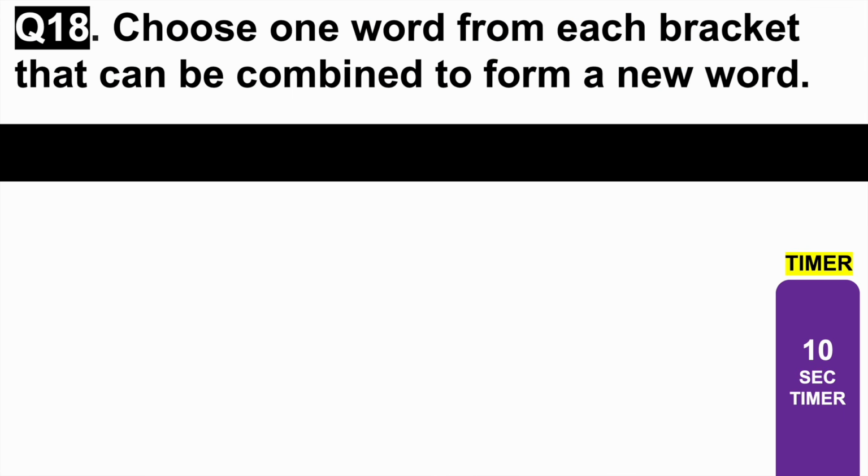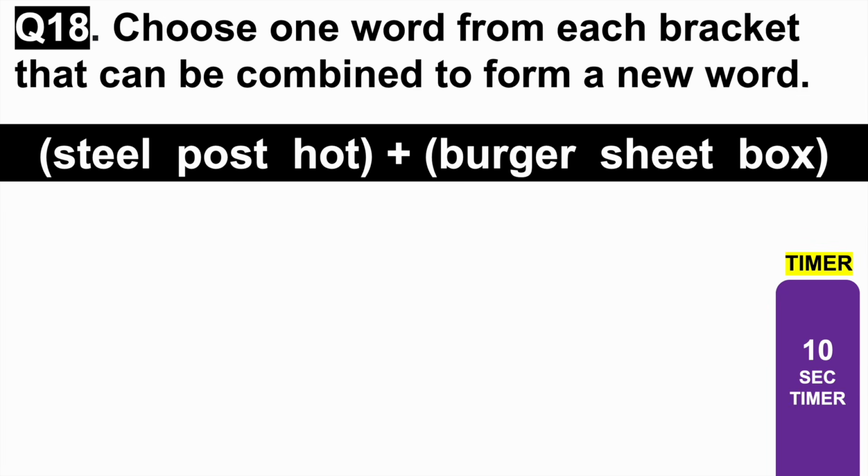Question 18. Choose 1 word from each bracket that can be combined to form a new word. Steel, post, hot and burger, sheet, box. Which word is it? Tell me your answer in the comment section. Here is your 10-second timer.